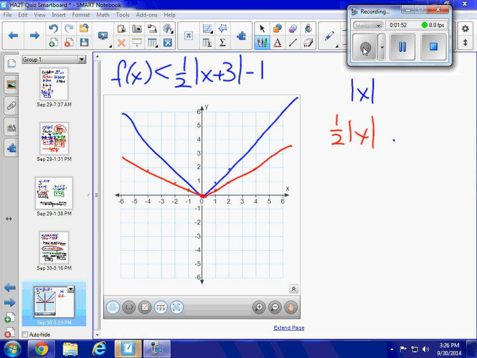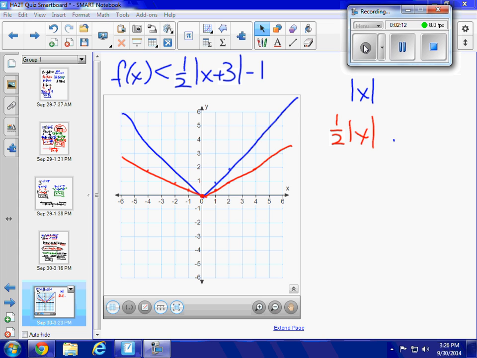Close enough. My a here is less than 1, greater than 0, which means it's a fraction, which means it is going to compress my parent function.